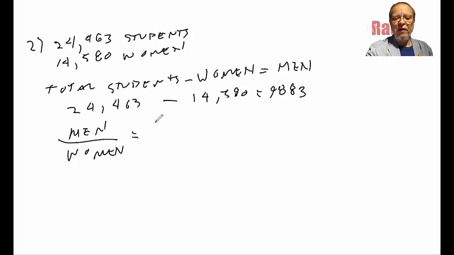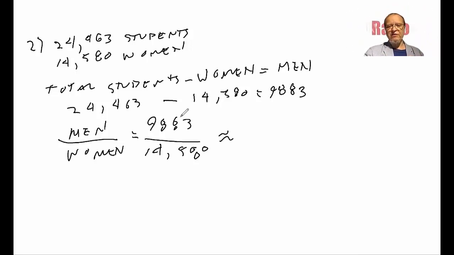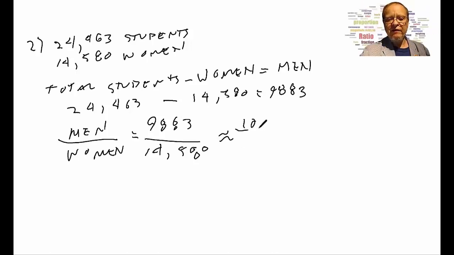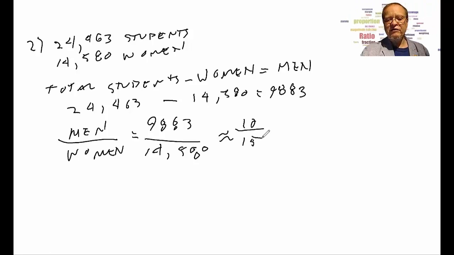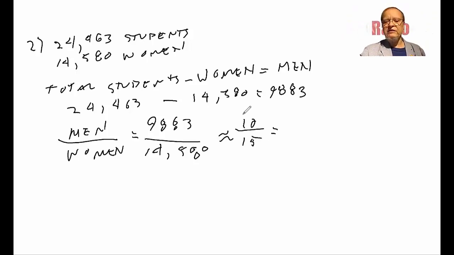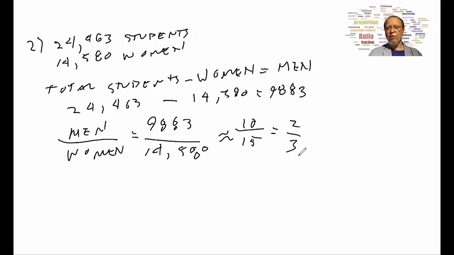Well, we now know the number of men, and that's 9,883. And we were given the number of women, which is 4,580. And I'm going to approximate it. So I'm going to approximate that to about 10,000. So that's going to be 10. And I'm going to approximate the 14,580. So that'll be over 15. So I'm just approximating it. And then I notice 5 goes into 10 2 times, 5 goes into 15 3 times. So I get 2 to 3, which means that for every 2 men in BMCC at that time, there were 3 women students.